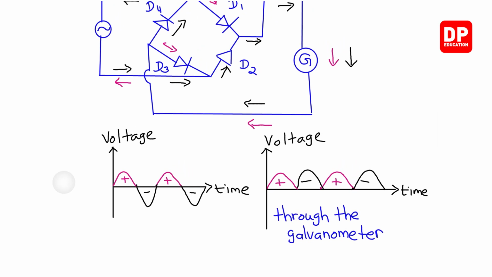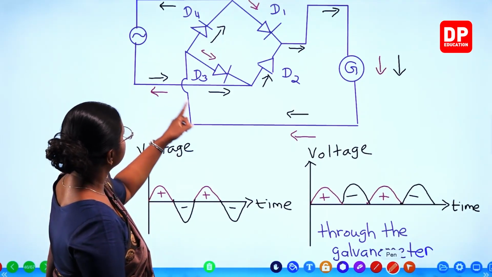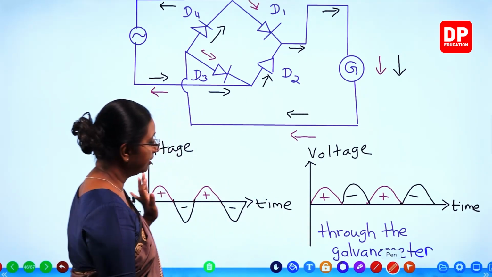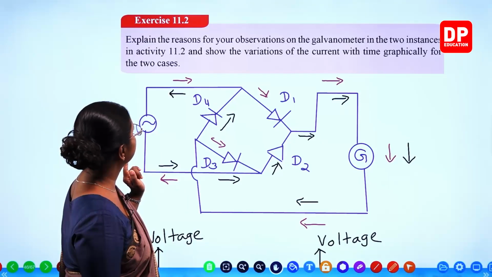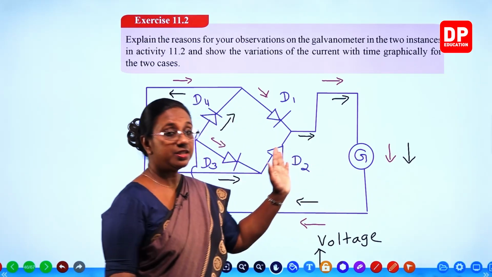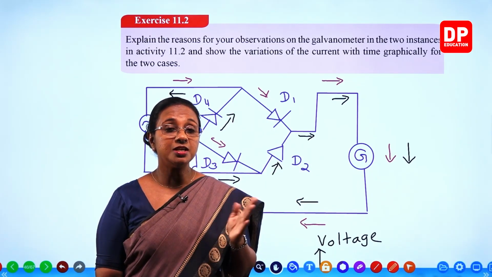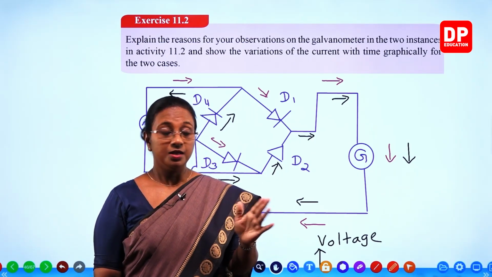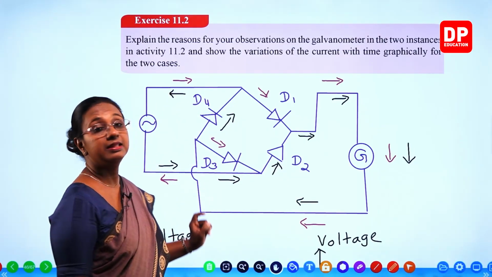Can you all understand that? Is this clear? You can see how the circuit functions. And this is how you will get the plot. So here, explain the reasons for your observations. Observation, there was deflection in the same direction, but the deflection was increasing and coming back to 0. So when we say both instances, current flowing this way and this way.